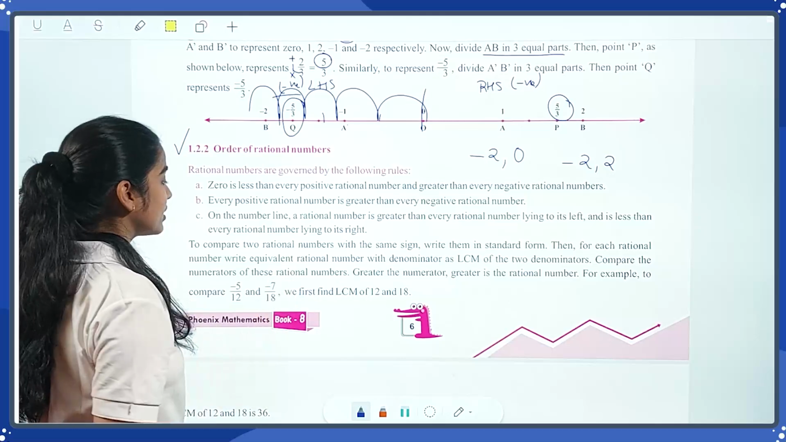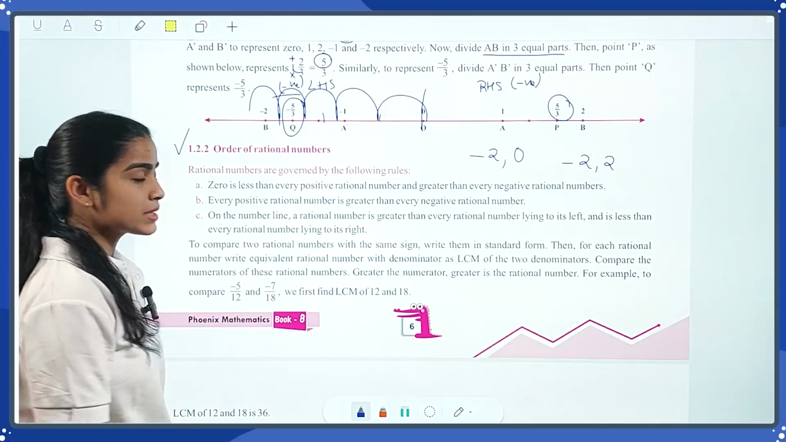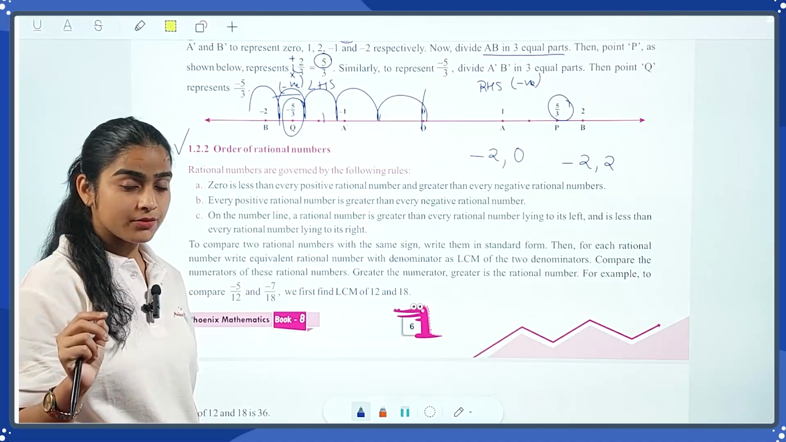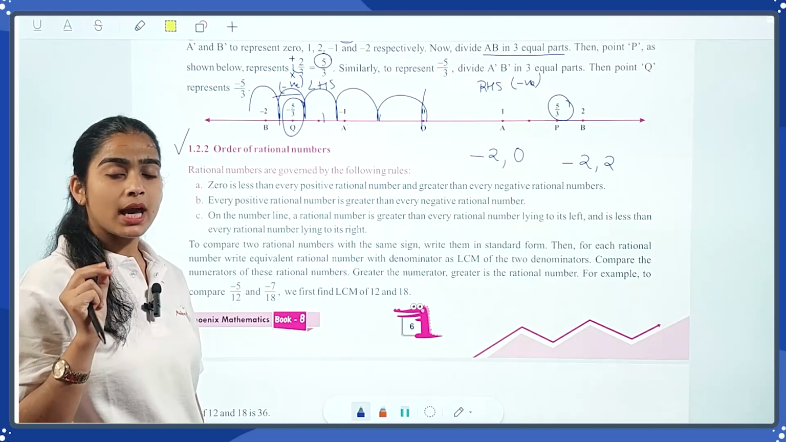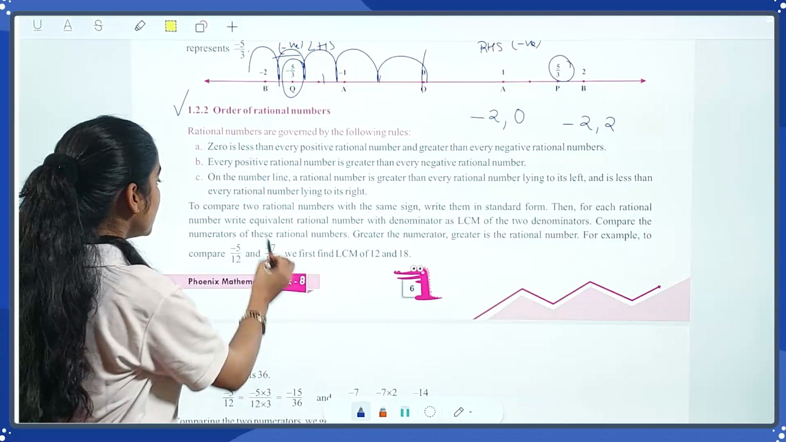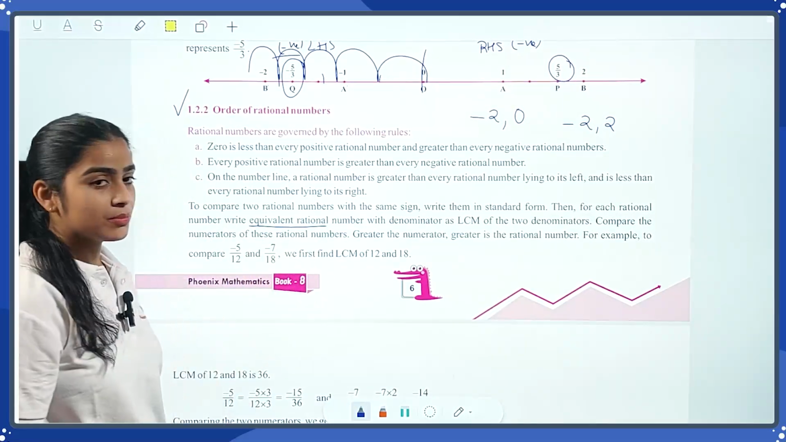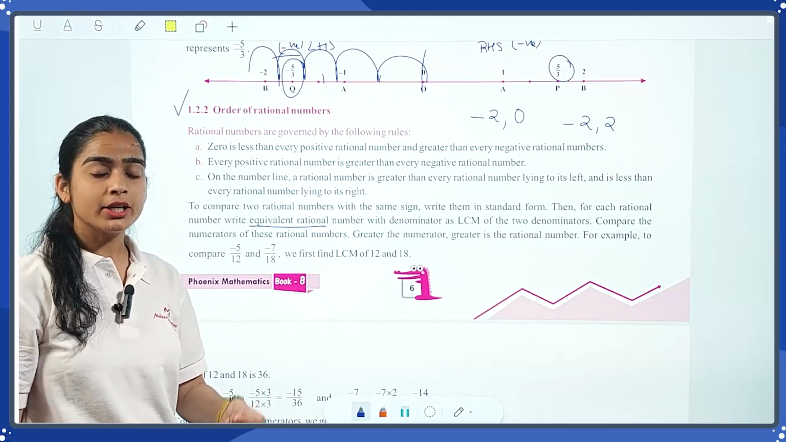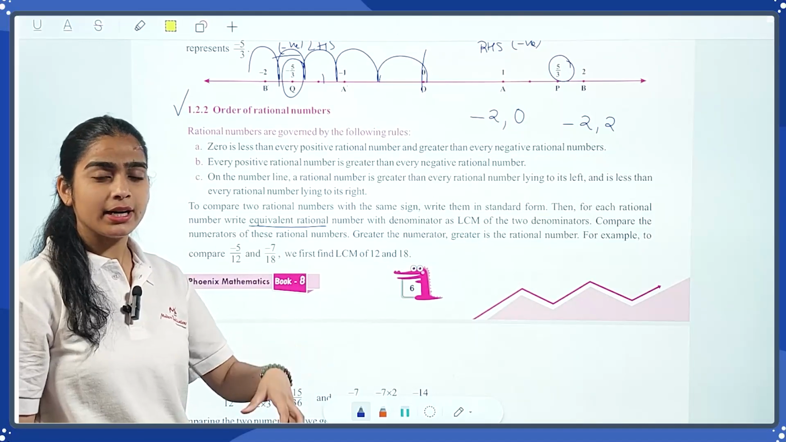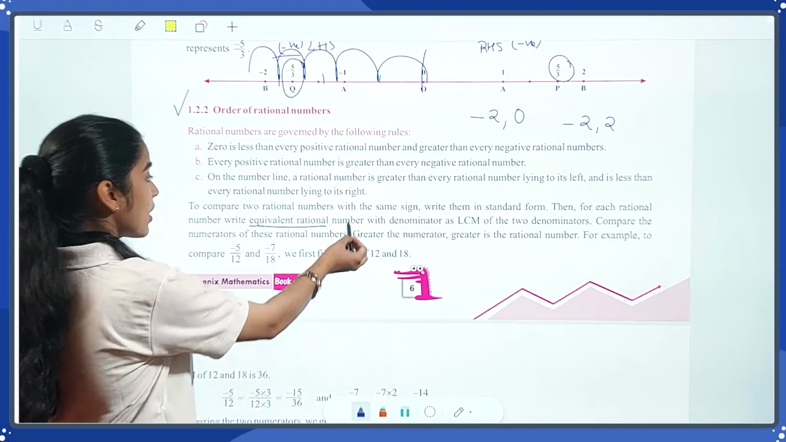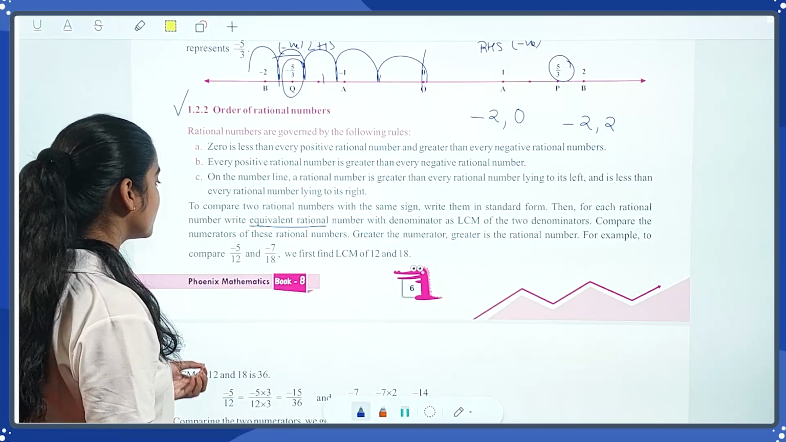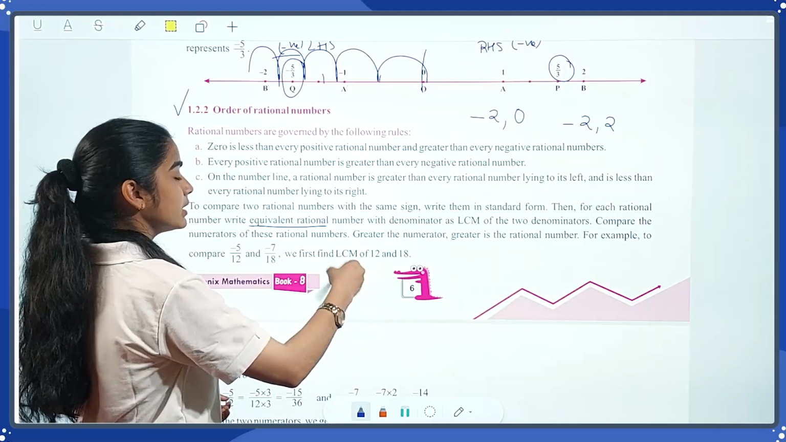To compare two rational numbers with the same sign, write them in standard form. Standard form means two conditions we have to keep in mind. The first one, the Q is positive, and the second one, the common factor of P and Q is 1. Then for each rational number, write equivalent rational numbers. Equivalent rational number means we are multiplying the numerator and denominator by the same number, or vice versa, dividing the numerator and denominator by the same number. Then, with the denominator as the LCM of the two denominators, compare the numerators of these rational numbers. Greater the numerator, greater is the rational number.